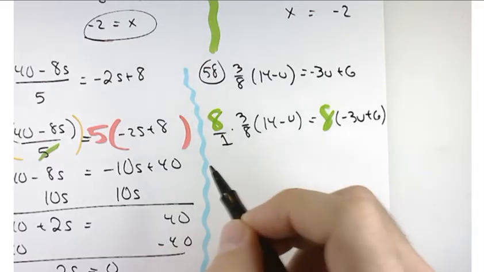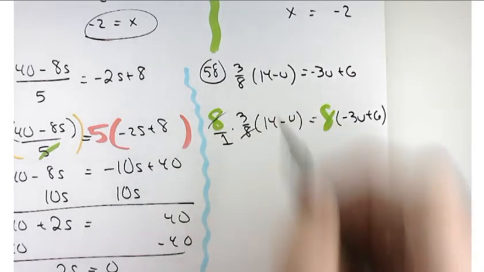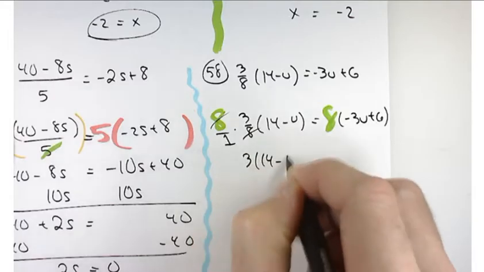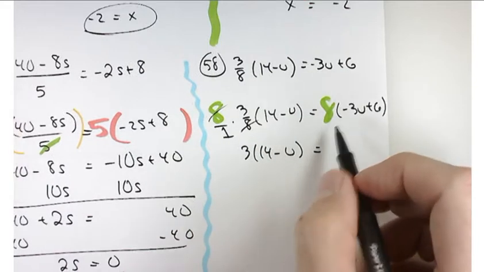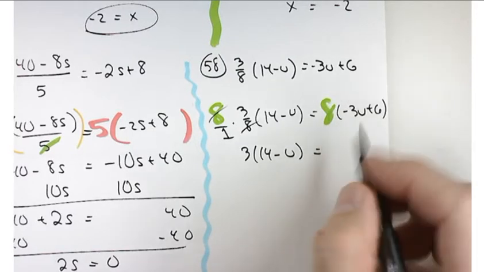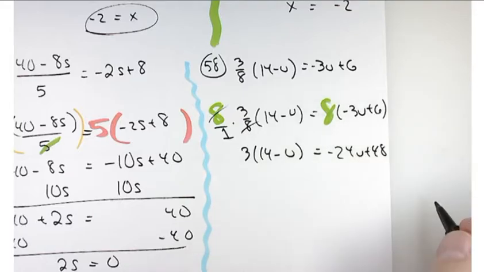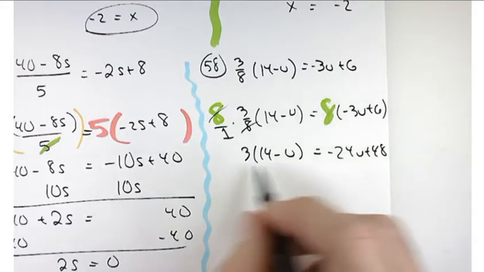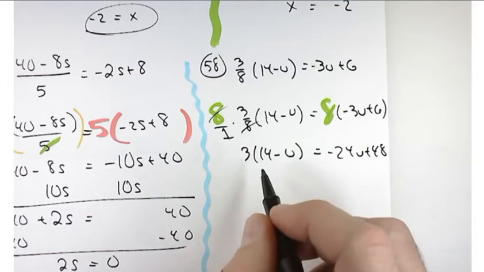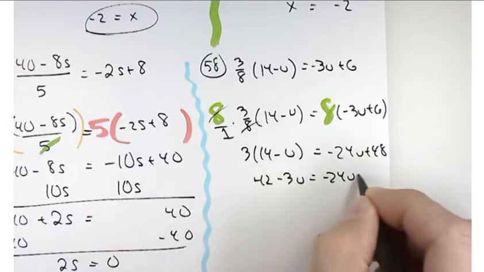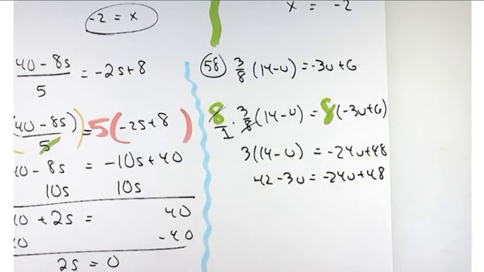So what you want to do here is cancel the 8's, and we're left with 3 times 14 minus u. On the right-hand side, there's no cancellation, so I can just distribute if I want. That's negative 24u plus 48. On the left-hand side, I continue to distribute. 42 minus 3u equals negative 24u plus 48. But that's the tough part, is getting rid of those fractions.